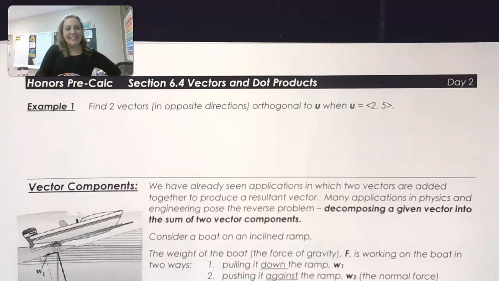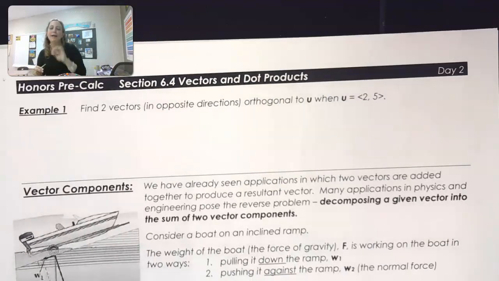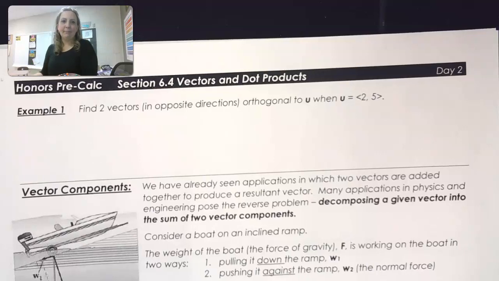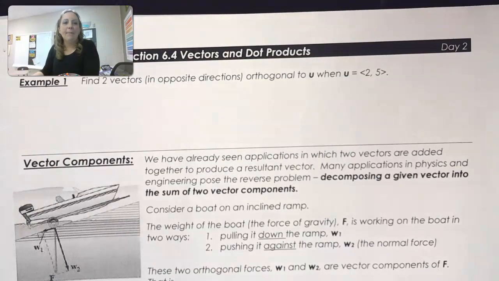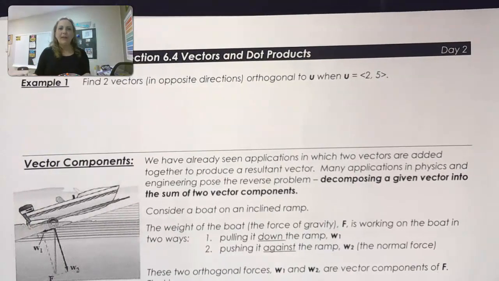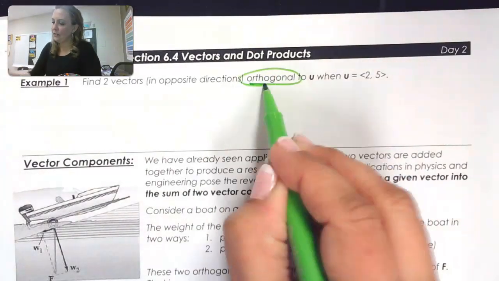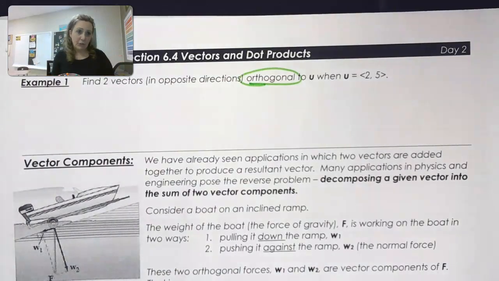Hello, today we're going to be continuing looking at vectors and some applications of the dot product. So the first thing we're going to do is just take it pretty simple. In example one, we want to find two vectors in opposite directions that are orthogonal to the vector u, which is 2, 5.